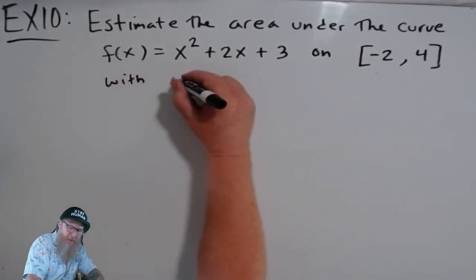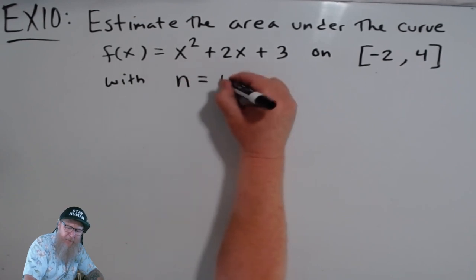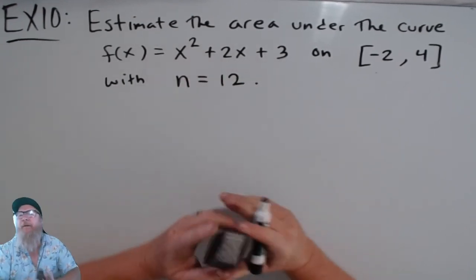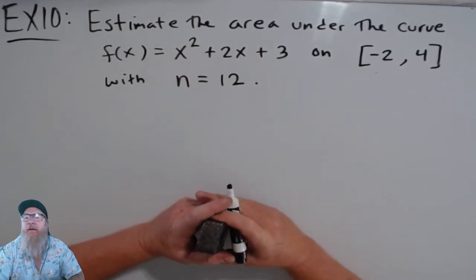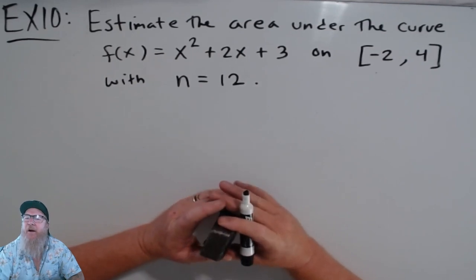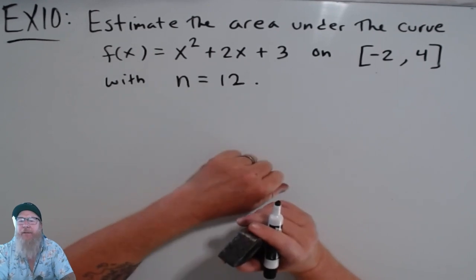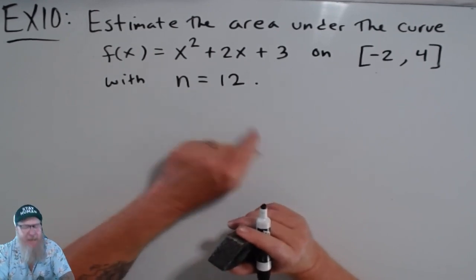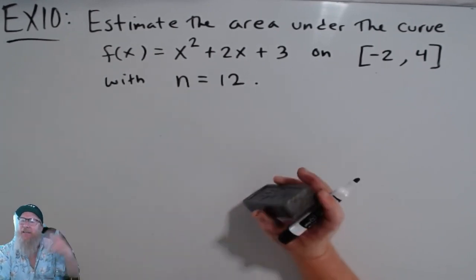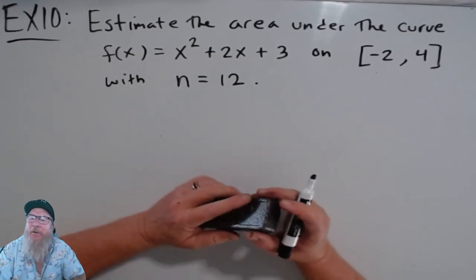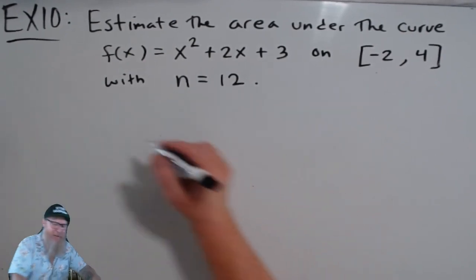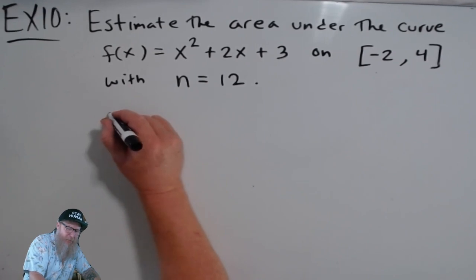with 12 rectangles, which is the most we've done so far. But once you see the technique, it could be 112. It could be 1,000. Really, the number of rectangles, if we do this example thoroughly, should not matter. I want you to do it 3 ways.